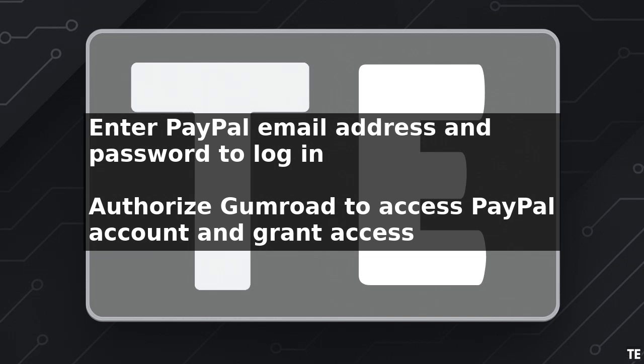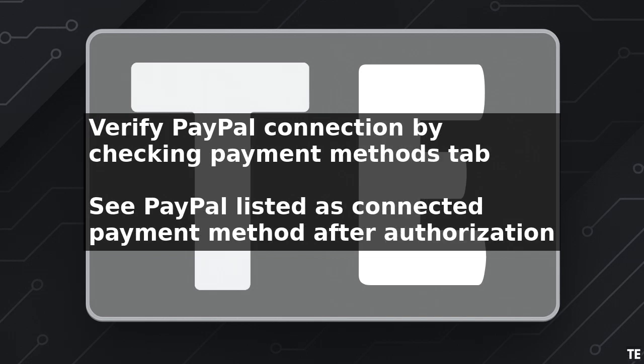After authorizing Gumroad, you will be redirected back to the Gumroad website. Your PayPal account will now be connected to your Gumroad account. You can verify this by going back to the Payment Methods tab, where you should see PayPal listed as a connected payment method. To test the connection, create a new product or edit an existing one.